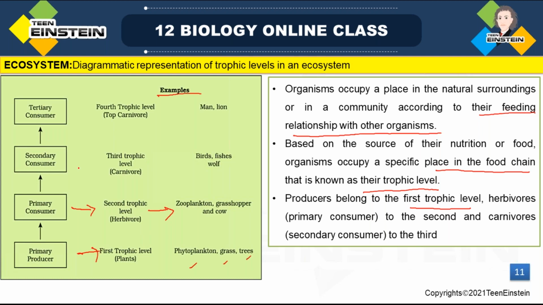Then secondary consumers belong to the third trophic level. They are the carnivores. Bird, fishes, wolf, and others are examples of that. Then tertiary consumers belong to the fourth trophic level. They are the top carnivores like man, lion, and so on. They are the top carnivores. Got it?